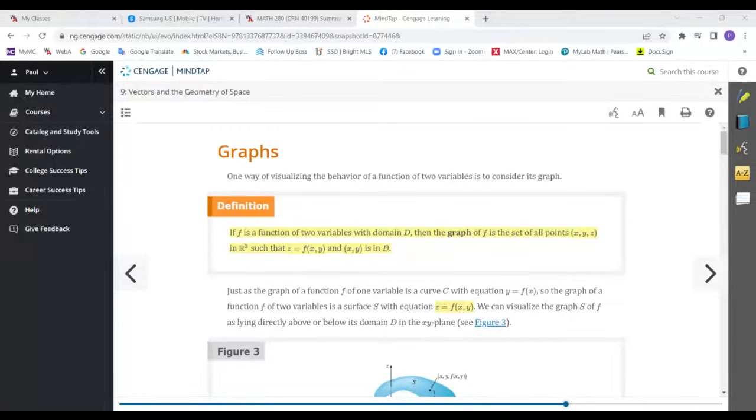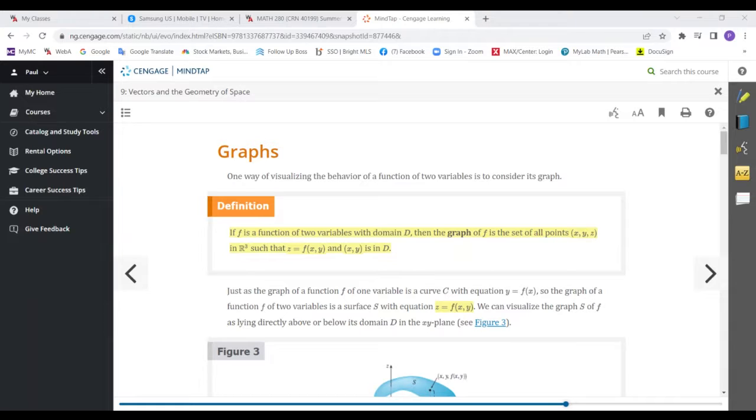All right, we were talking about in our last class section 9.6. Now section 9.6 deals with the functions and surfaces.